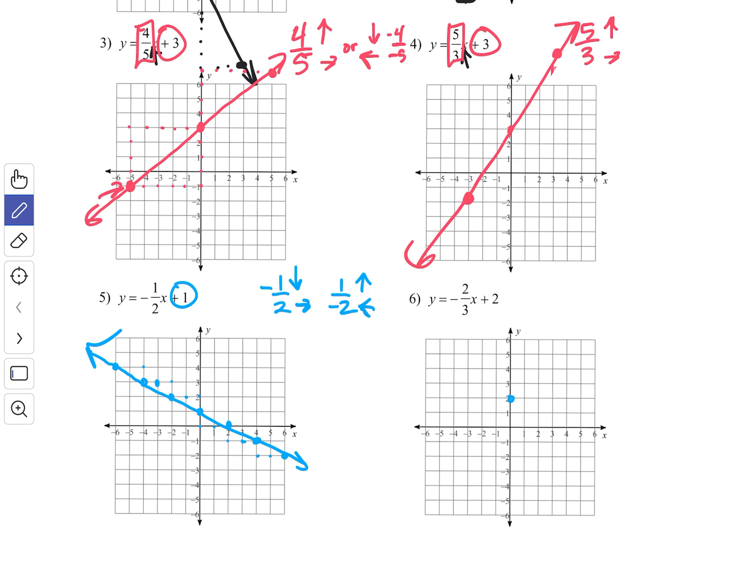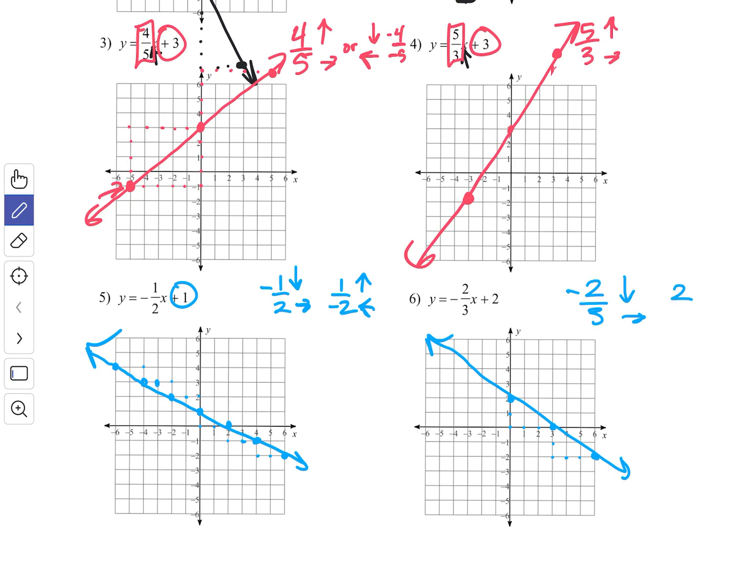Okay, positive 2, so up 2. Slope of negative 2 over 3, so down and to the right. I could think of it just that way. 1, 2, 1, 2, 3, down 2 and to the right. And 3 is enough to draw my line, so I can just draw my line.